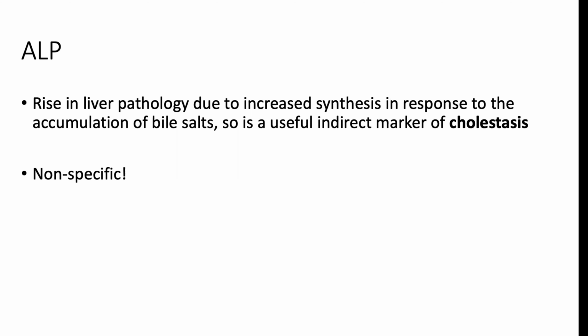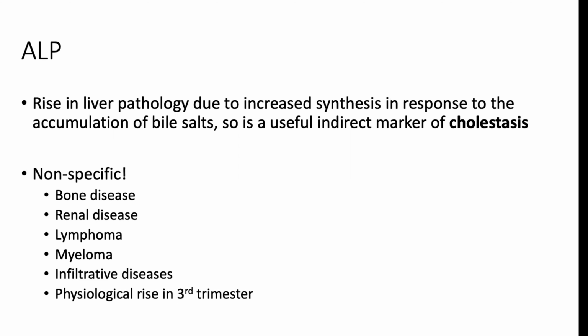So ALP rises in liver pathology due to increased synthesis in response to accumulation of bile salts. So it can be quite a useful marker of cholestasis. But again, it's quite non-specific. So there are various causes, various reasons why ALP might rise that are not linked to cholestasis. So these include the following: things like bone disease, renal disease, lymphoma, myeloma, infiltrative diseases, and it can rise naturally in pregnancy as well.